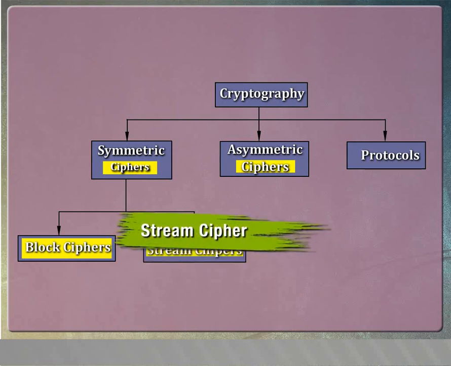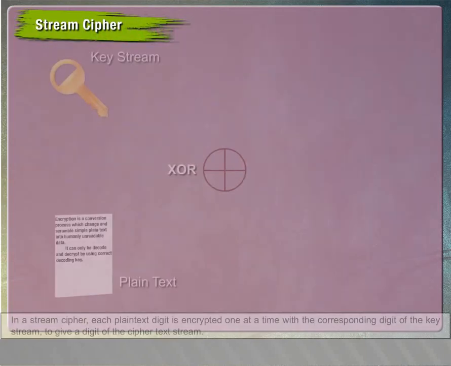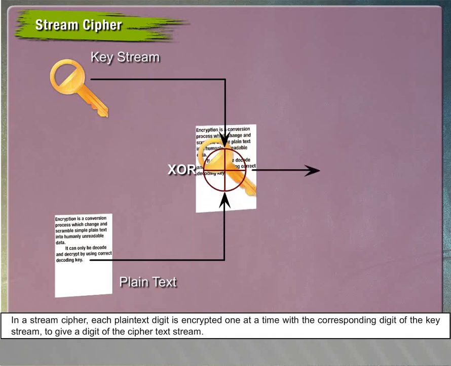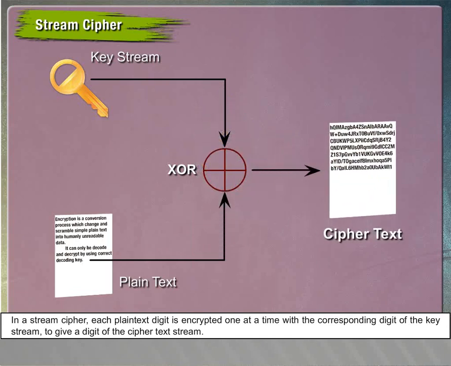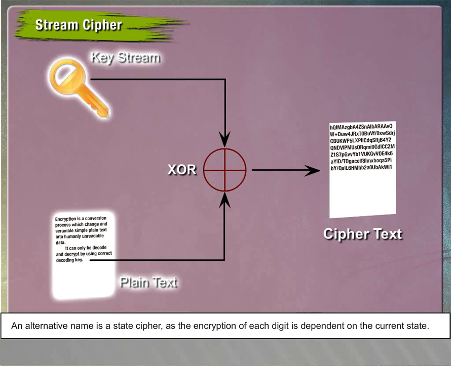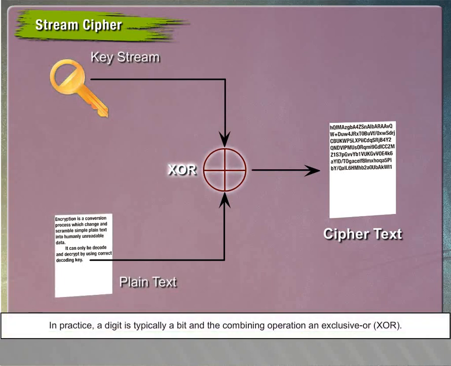Stream cipher. A stream cipher is a symmetric key cipher where plaintext digits are combined with a pseudo-random cipher digit stream, that is, key stream. In a stream cipher, each plaintext digit is encrypted one at a time with a corresponding digit of the key stream to give a digit of the ciphertext stream. An alternative name is a state cipher, as the encryption of each digit is dependent on the current state. In practice, a digit is typically a bit and the combining operation an exclusive OR, XOR.